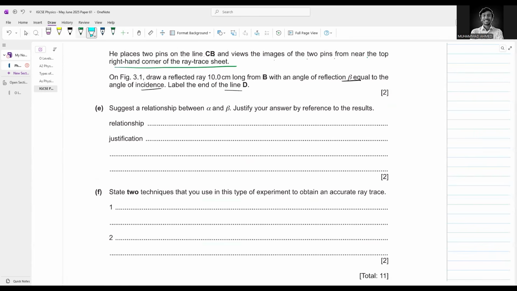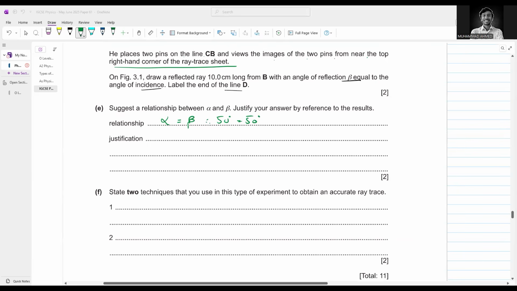Suggest a relationship between alpha and beta. Alpha and beta are equal to each other. अल्फा भी आपका क्या था? 50 डिग्री. बीटा भी 50 डिग्री है. 50 degrees is equal to 50 degrees. ये भी आप लिख सकते हो यहाँ पे. Now what is your justification for that? Why are alpha and beta equal to each other?